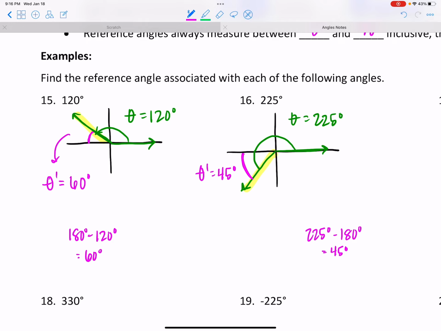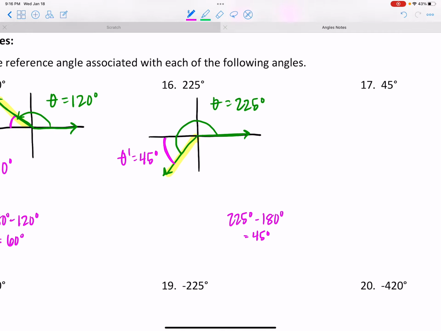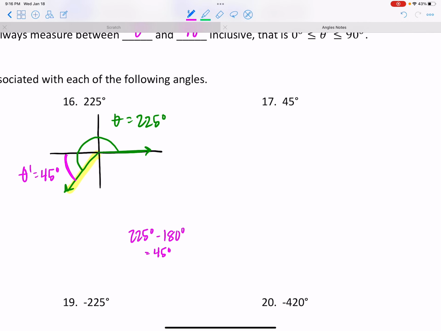Okay? And you're going to see the pattern of basically adding or subtracting from 180 and possibly 360. So if you can do this without drawing the picture, that's great. But if this is still something you're wrapping your brain around, I think the picture is super helpful. Eventually, you're going to get really good at this, though.